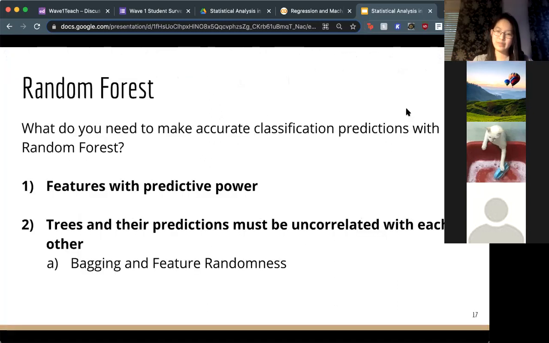And what you really need here, I'm going to skip a bit because it's not necessarily that important. You don't have to know about bagging and feature randomness or bootstrapping or any of that. You can look those up in the future when you want to get closer with this stuff. But at its heart, you want features with predictive power, and you want to make sure that these trees don't influence each other.